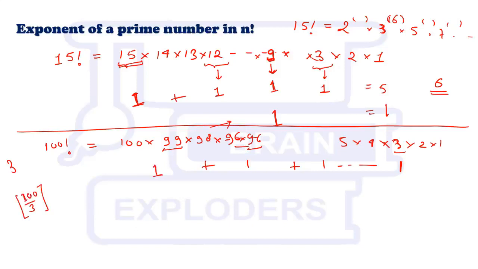Some of the numbers like 9, which will be present somewhere in between, and 27, present somewhere in between, will give us a contribution of more than 1. So for them we will add 1 more. So how many of the numbers will give a contribution of more than 1? It is 100 by 9. So we will add 1 for each of them, like 1 for 9, 1 for 27, and so on.